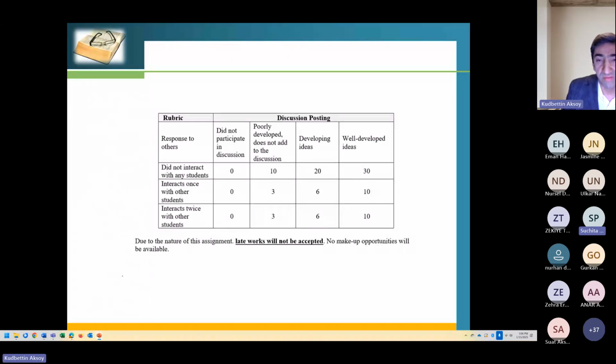The way I will be grading the discussion assignments is that everyone is graded out of 50. If you didn't interact with anybody and your response is very good, you get 30. If you interacted with only one person, so basically you have 2 postings, the maximum you could get is 40. And if you interacted twice, you'll get a 50. These numbers are just to give you an idea. It's the range. Again, for discussion assignments, late work will not be accepted.